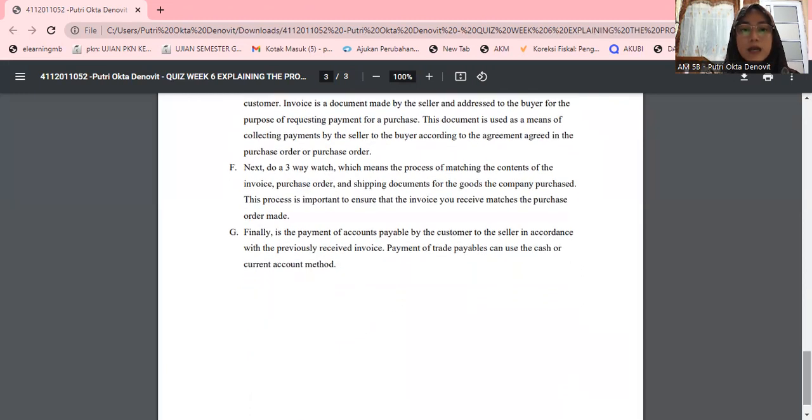And finally, is the payment of accounts payable by the customer to the seller in accordance with the previously received invoice. Payment of trade payable can use the cash or current account method.